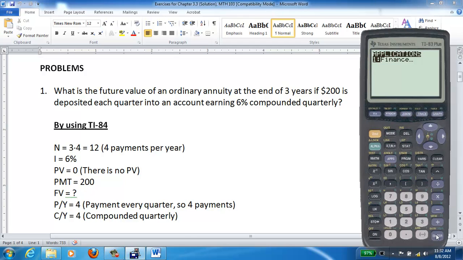Applications, Finance, TVM Solver. So in this case you can multiply 3 times 4. The interest rate is 6%. Present value will be 0. Payment is 200. P/Y and C/Y will be 4, quarterly and 4 payments. And then the future value will be the unknown. Alpha, enter, and this is going to be the future value.